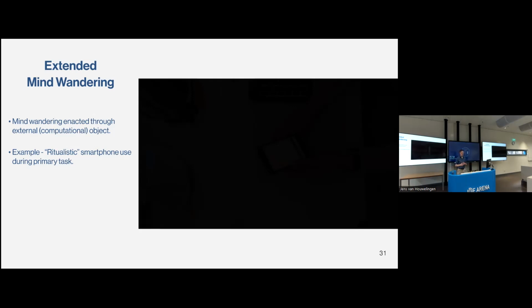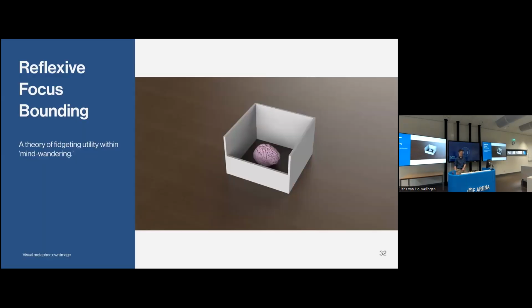So my first outcome of this project, and my first thing I created, is a theory about how fidgeting can be used in the same extended way, but reduce mind wandering. So I called it reflexive focus bounding, and it's basically putting your brain in a box and preventing it from mind wandering too far, as when you use a fidget object. So the idea is that a fidget object limits the distance or severity of your mind wandering.